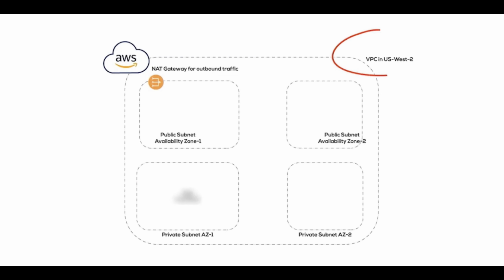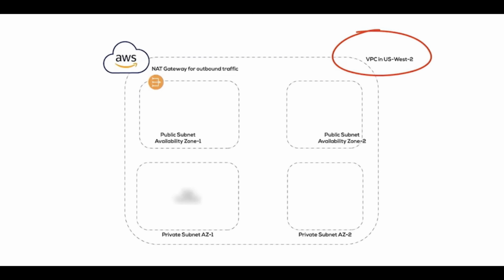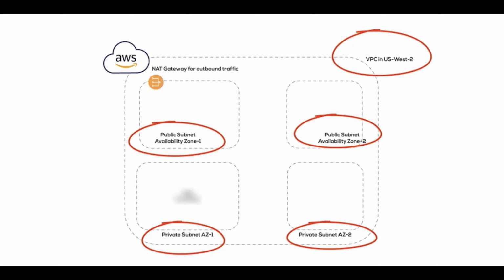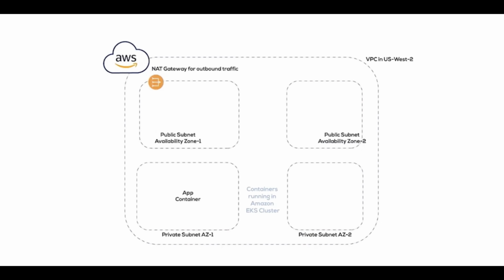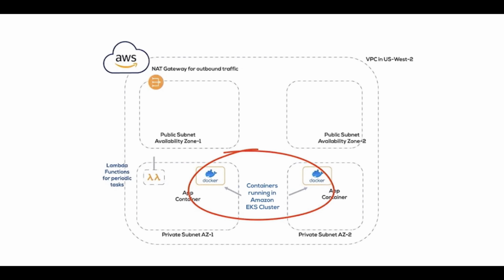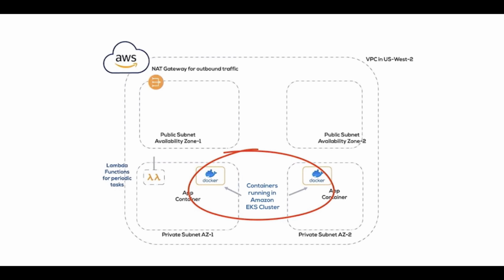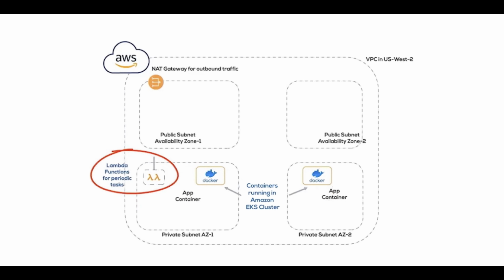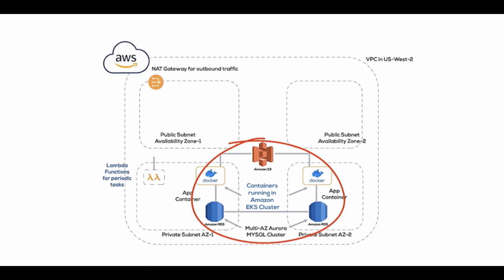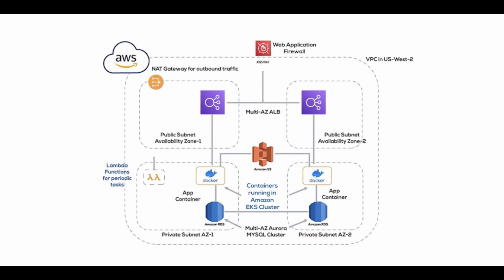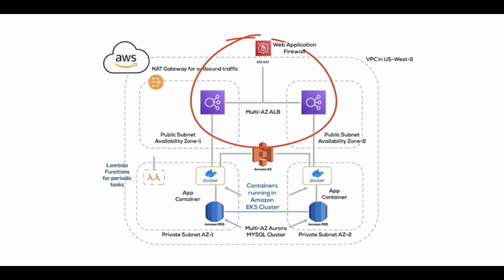In the diagram, we see a dedicated VPC, 2 availability zones with public and private subnets in each, deployed in the US West region. We need to provision Docker containers on AWS EKS in addition to functions on AWS Lambda to obtain a serverless model for the microservices. MySQL Aurora database and S3 are the data stores, and the application is exposed to the internet via a load balancer protected by a web application firewall.